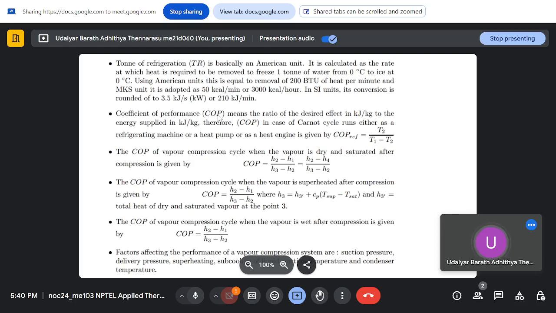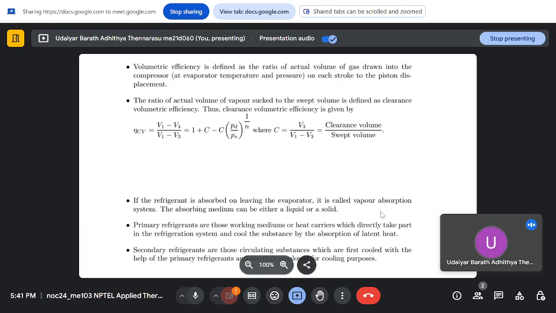The ideal COP for a refrigerator is the cold temperature source divided by T1 minus T2. The factors affecting the performance are your suction pressure, discharge pressure, the amount of superheat or subcooling, your suction temperature and condenser temperature.